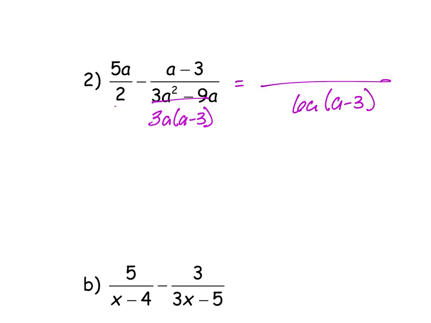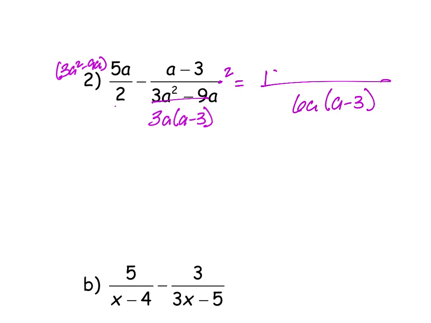So what does this denominator need that this one has? Well, it needs everything. So I'm going to multiply by 3a squared minus 9a. So I only have to multiply things through once. And what does this denominator need? Well, it needs a 2. So basically what happened, I kind of cross-multiplied on this one.